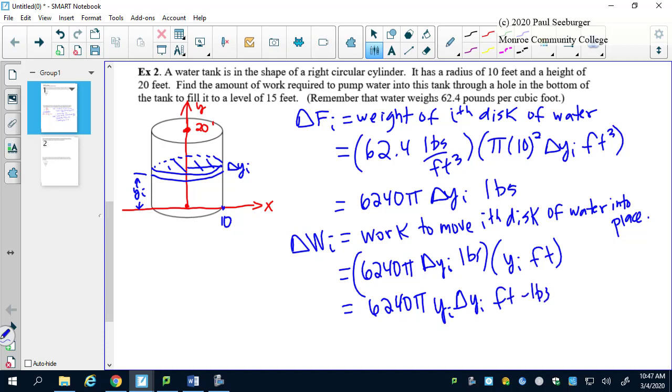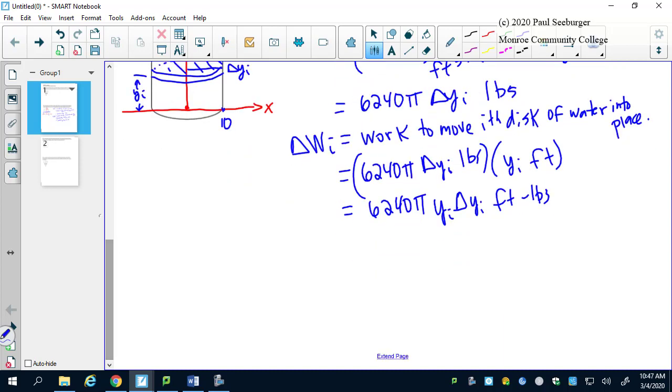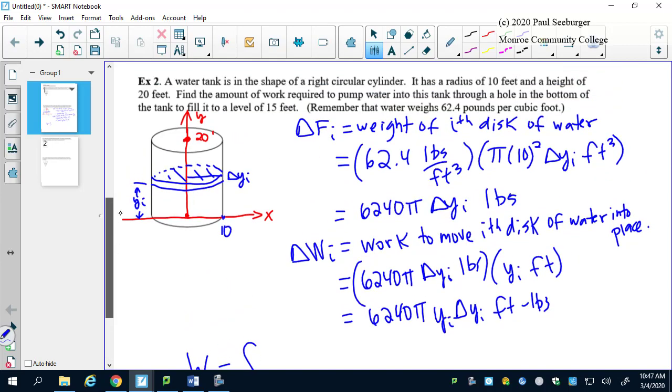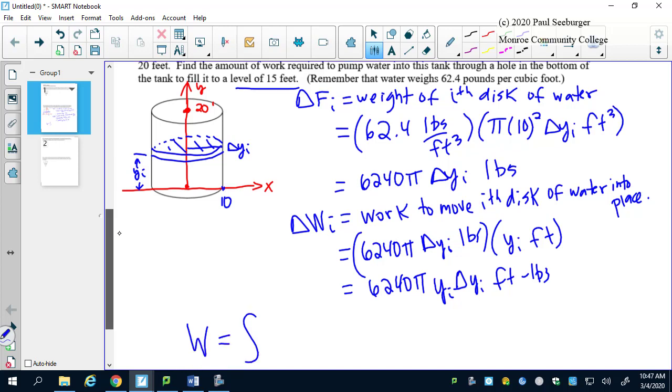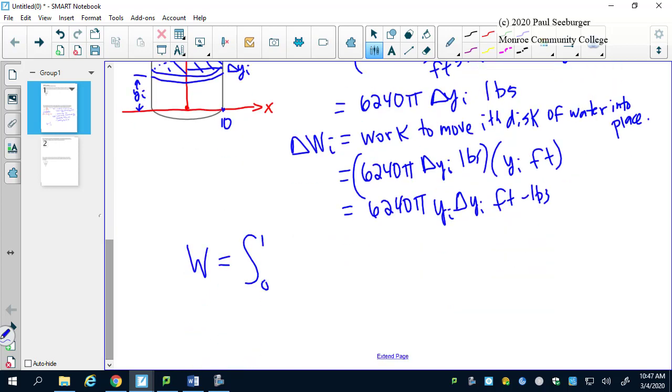Okay, we're ready then to integrate. So the actual work done. Let's see, is this tank full or is it going to be full? No, it wants to know how much work is done to fill it to a level of 15 feet. So what will be our limits of integration here for y? 0 to 15, that's correct. All right, so 0 to 15. And then our 6240 pi, we could have put out front if we'd had the forethought. And then it's just y dy.